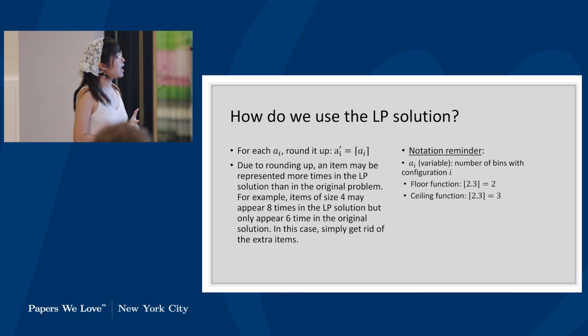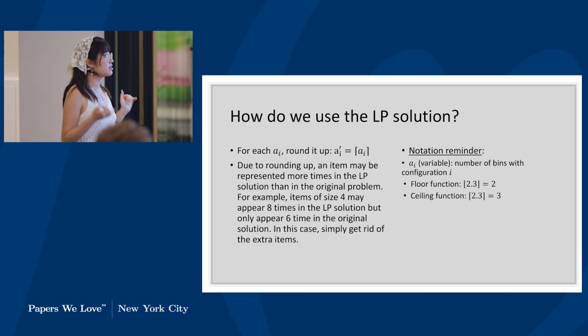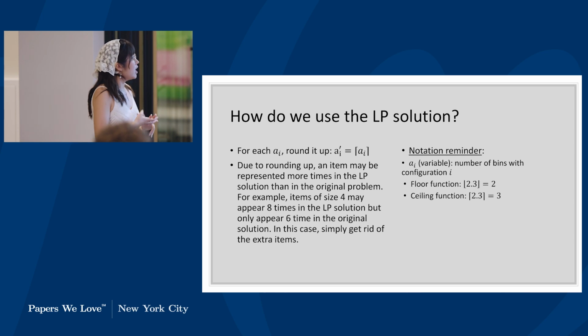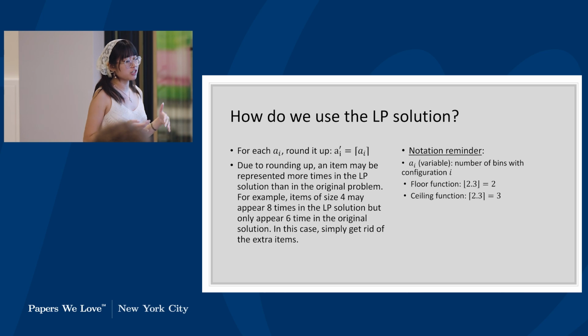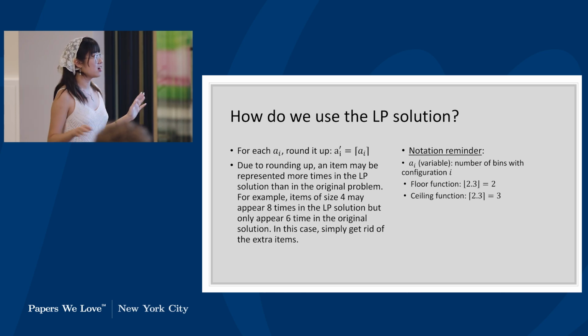Meaning if a sub 5 equals 6, that means you have to use 6 bins that have configuration number 5. And notice that because we're rounding stuff up, some items may be unnecessarily repeated, meaning represented more times than in the original problem instance. So what do we do here? That's not a problem. You just take out the items that are represented more times than they should be.